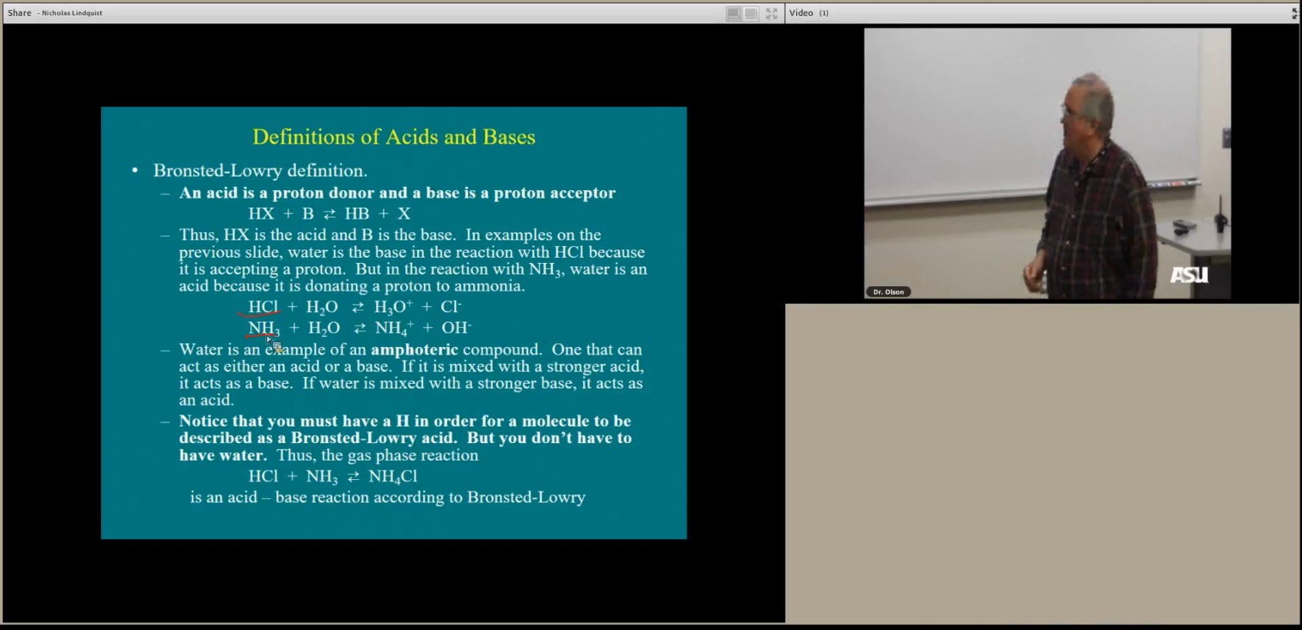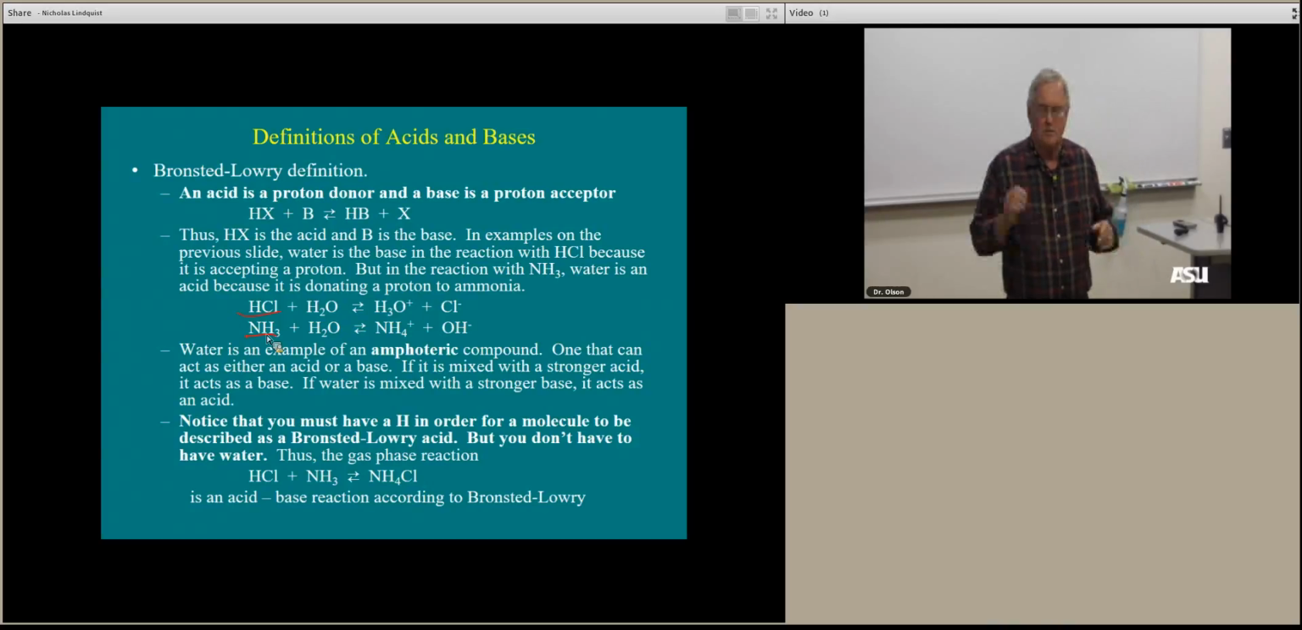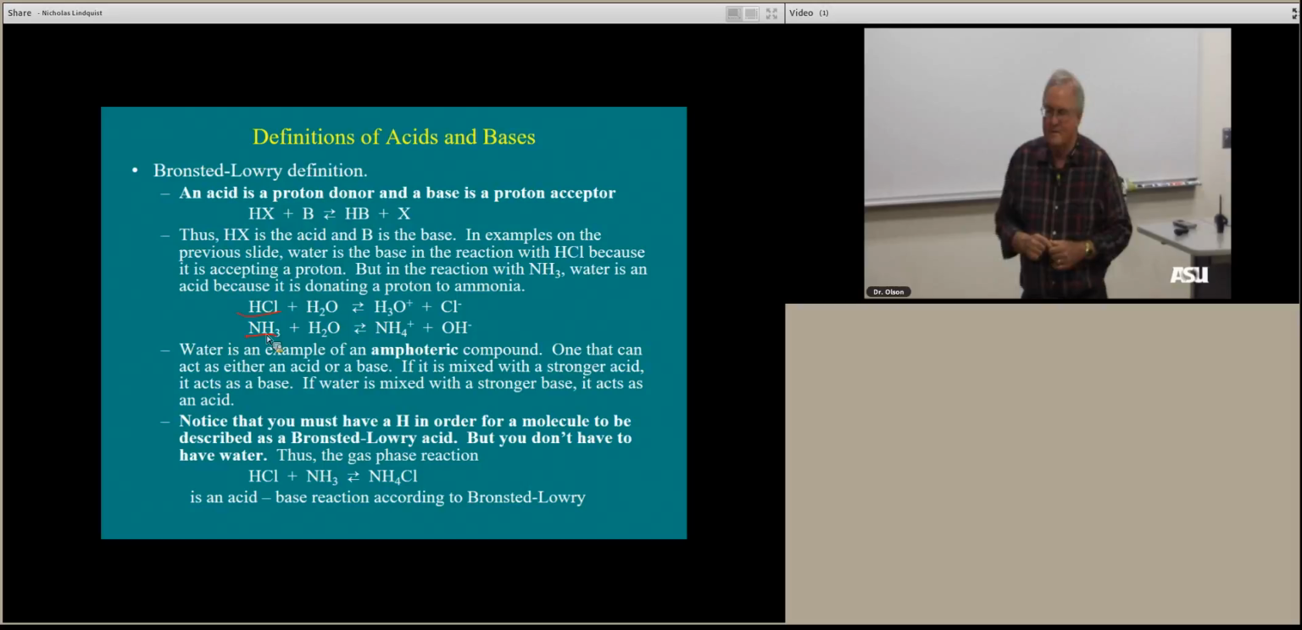And when you think about it, what that means is that if you mix water with something that is a stronger acid, in other words, water has a certain tendency to donate a proton, but it's not a very great tendency. It's a very weak acid. So when you mix it with a strong acid like HCl, then the HCl wins. The HCl donates the proton to water. And so then water's acting as a base. But if you mix water with a weak acid like ammonia, then water wins. Water has a stronger tendency to donate a proton to the NH3 than the other way around. So then water's acting as an acid. That's what an amphoteric material is all about, okay?